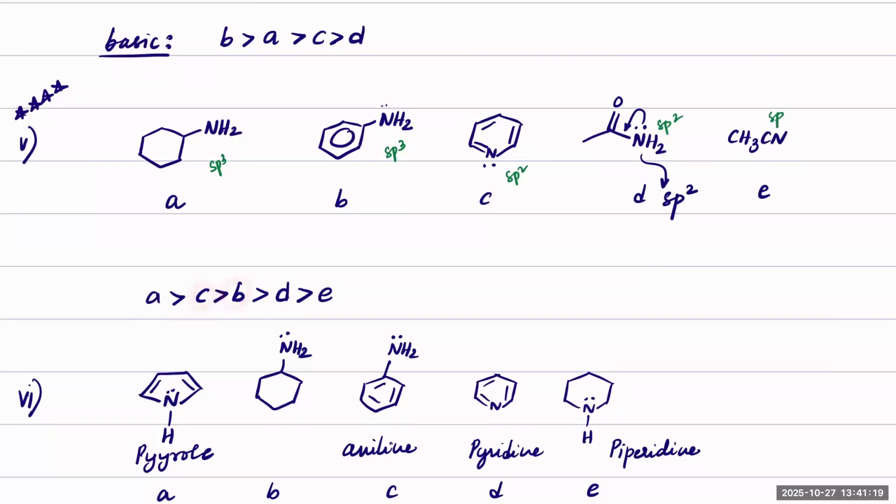So A, C, B. D again, because amides are highly resonance stabilized, it will be less basic in nature. And last comes nitriles or cyanide. Okay, so that will be A, C, B, D, E.